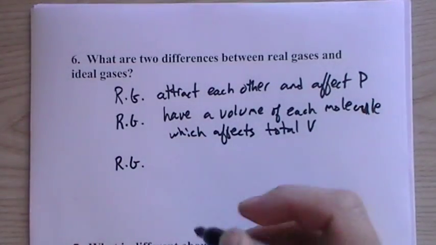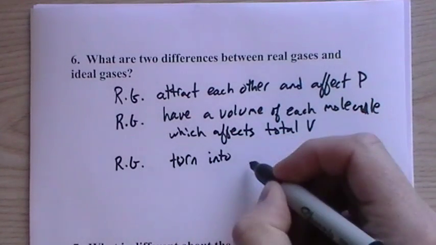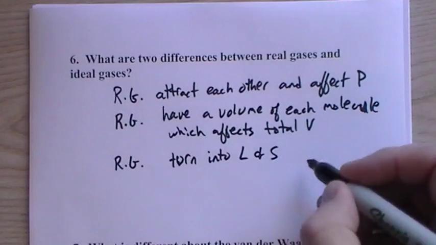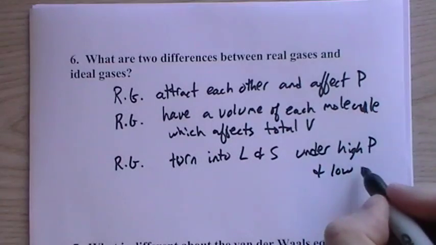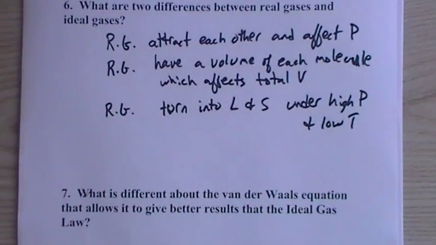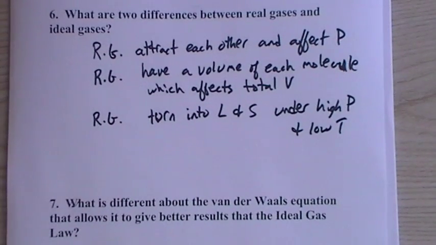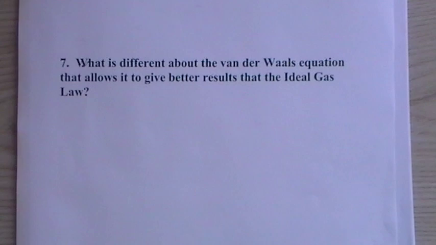Another thing that they do, real gases liquefy, we'll say turn into liquids and solids, under high pressure and low temperature. Our ideal gases never do. It doesn't matter if we put them under 1,000,000 atmospheres pressure or go down to 0 Kelvin or nearly 0 Kelvin. Our ideal gases are supposed to remain gases. So that obviously doesn't work out when we get into real conditions of high pressure and low temperature. But as long as we stay within a certain range of temperature and pressure, we're fine.